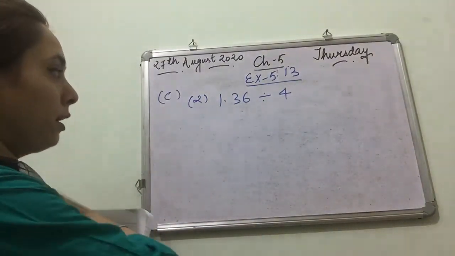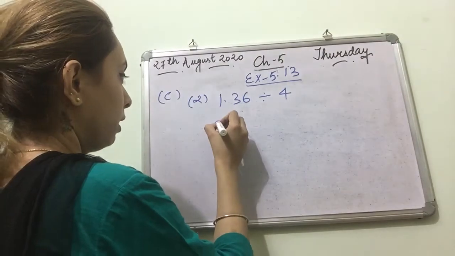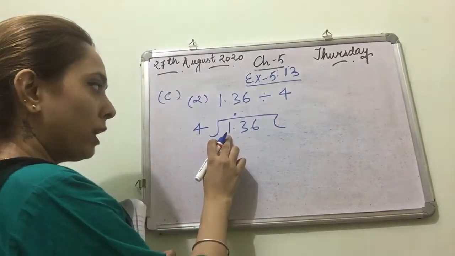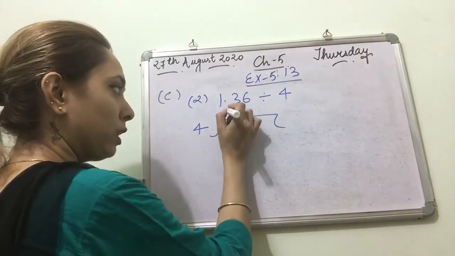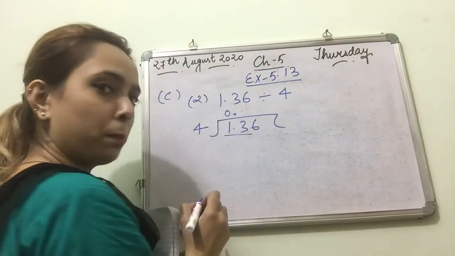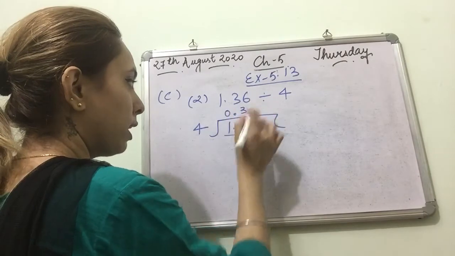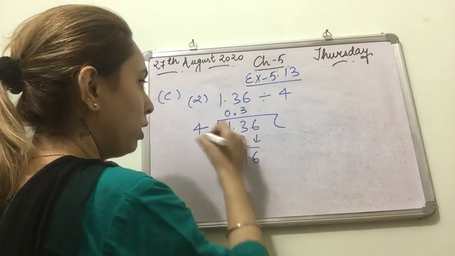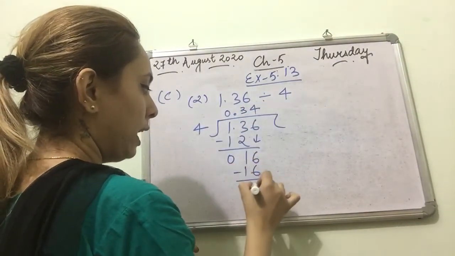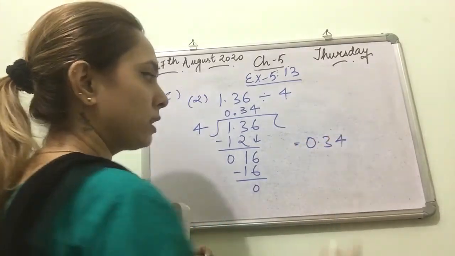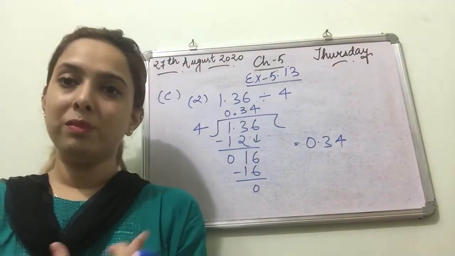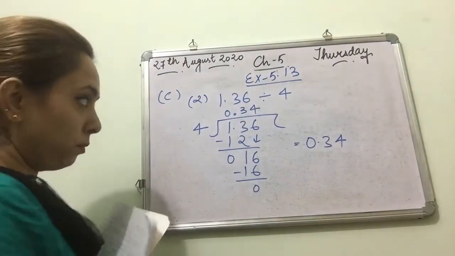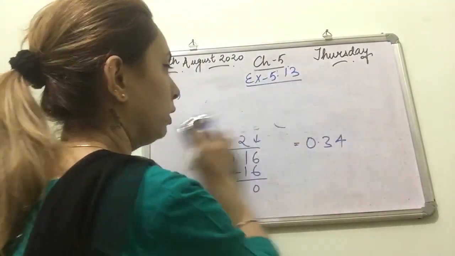The second sum is 1.36 divided by 4. Again, 1.36 divided by 4, put the decimal here. This 1 is smaller than this 4. We will put a 0 here to get these two numbers, so now we can divide. 4 3s are 12, 0, 1, and get this 6 down. 4 4s are 16, and 0. 0.34 is the answer. I hope these questions are clear to you. You can check the answers from the back of your book.